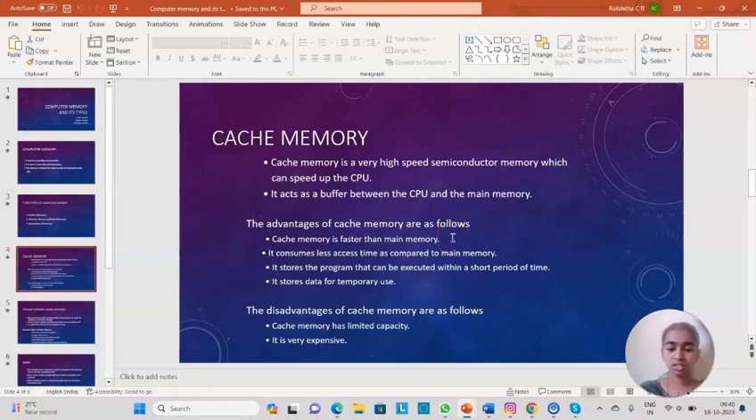Cache memory advantages: cache memory is faster than main memory. Main memory means primary memory. Cache memory consumes less access time compared to primary memory. Disadvantages of cache memory are: it has limited capacity and it is very expensive.